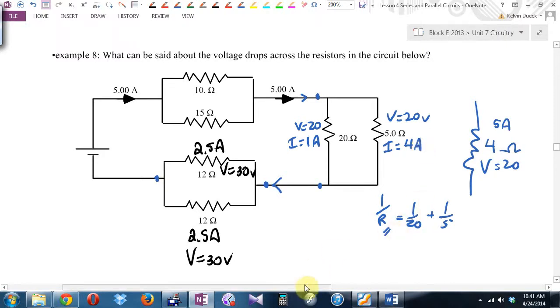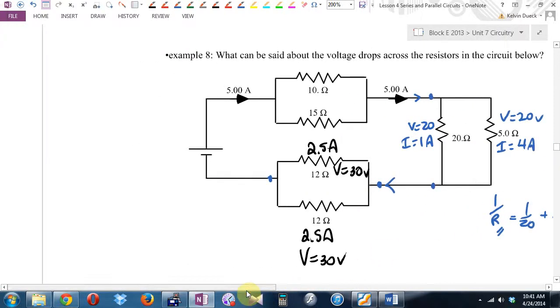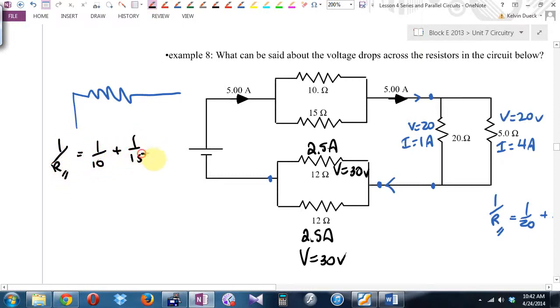Let's do the same thing over here in the top left corner. I'm going to replace this with one equivalent resistor. I have a 10, I have a 15, so that's going to be 1 over R parallel equals 1 over 10 plus 1 over 15. Mathematically, those two in parallel are the same as what? Go to your calculator.